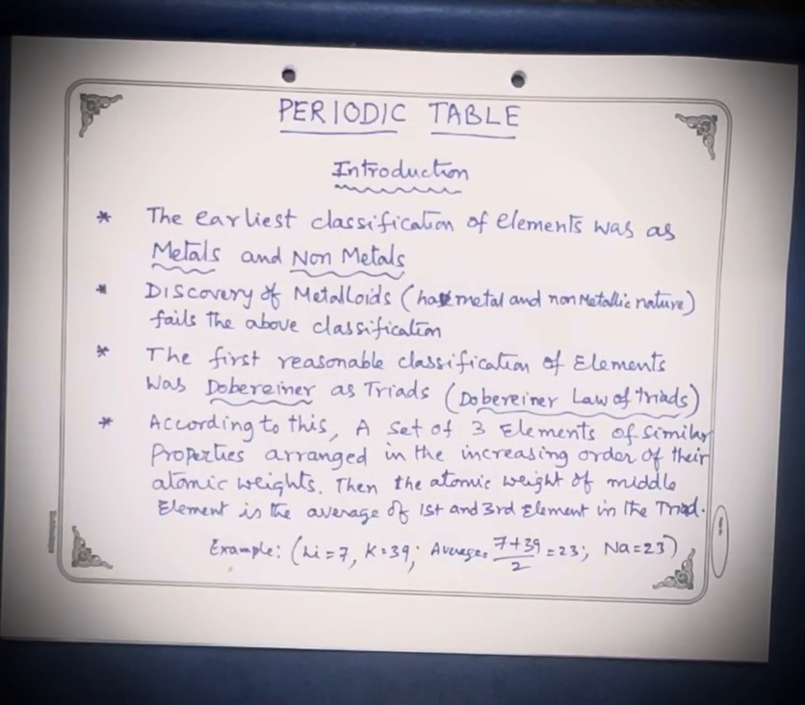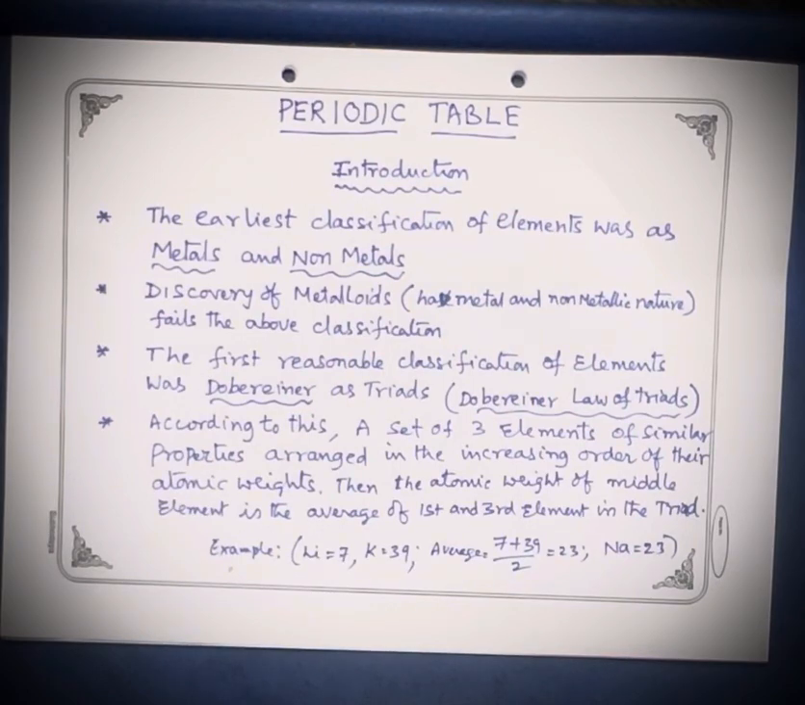In a similar way, in olden days the elements were very few. So they were classified in a simple way, metals and non-metals. What are metals? Metals have metallic luster, metallic shining, and they are good conductors of heat and electricity. Whereas non-metals have no shining, and they are bad conductors of heat and electricity. Such a classification was done in the olden days.